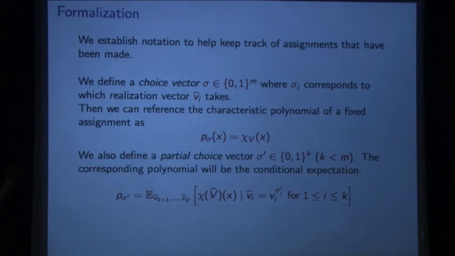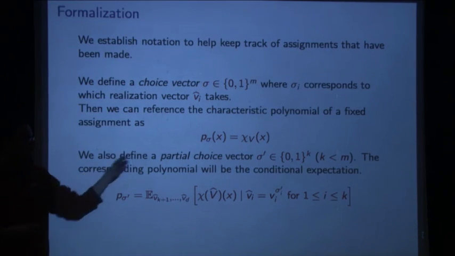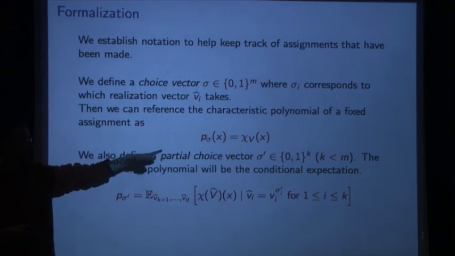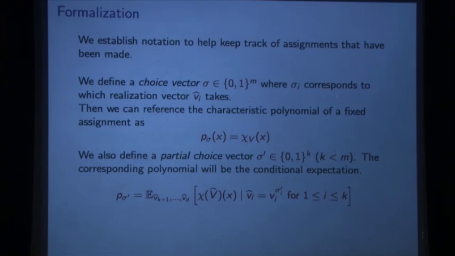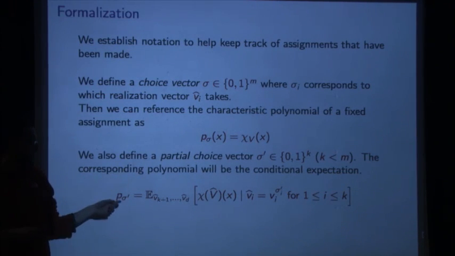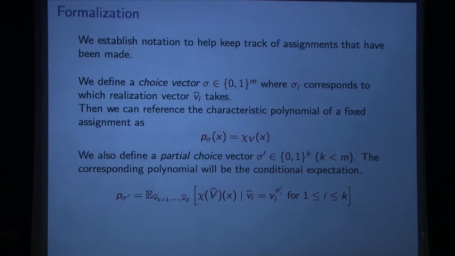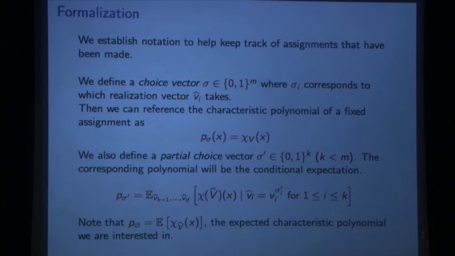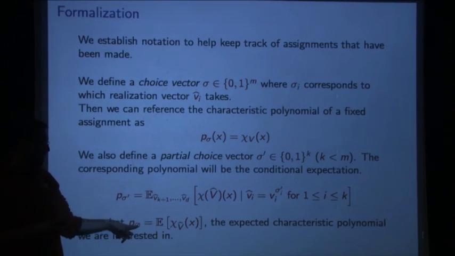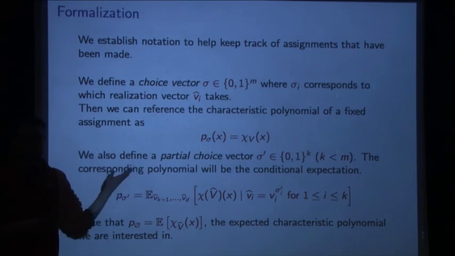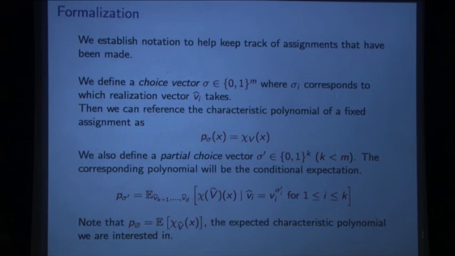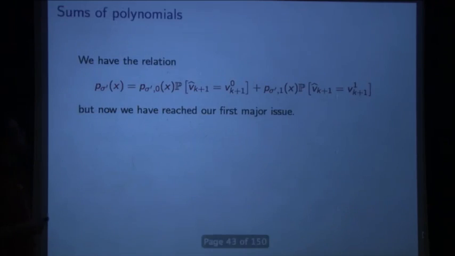But I'd also like to define what I call a partial choice vector, sigma prime in {0,1}^k. And the corresponding polynomial will be the conditional expectation over all of the things that I haven't chosen yet. So I'm forming a martingale here. And you should note that P of the empty set, which means that I haven't made any choices yet, is the expected characteristic polynomial over all of the choices. And that's the thing that I claim we're interested in.